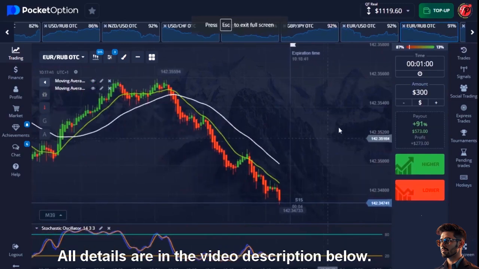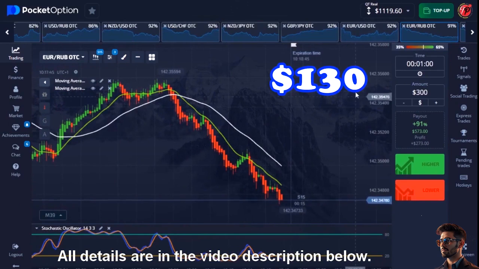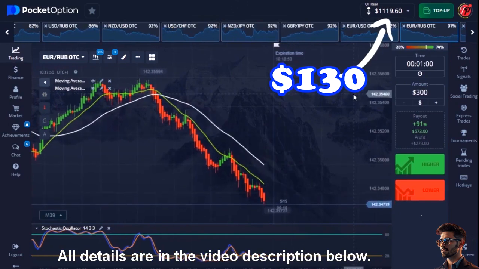A good one there, guys. We're in the money in that. As you can see, we are over $1,000 right there, from $130 to $1,000. So this is actually a very powerful strategy.